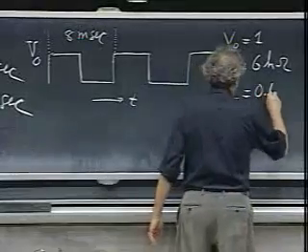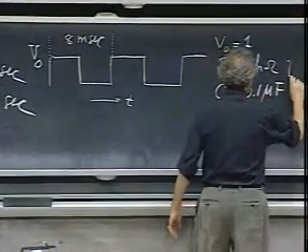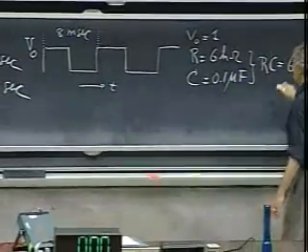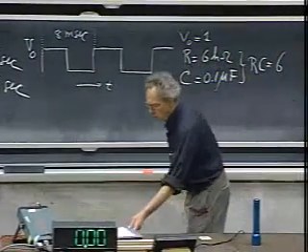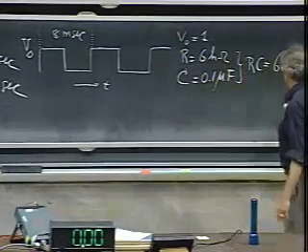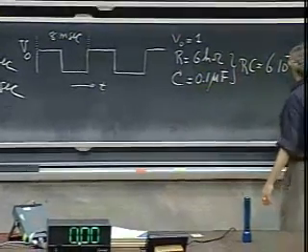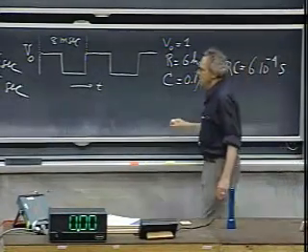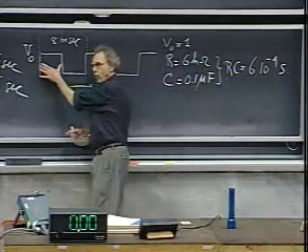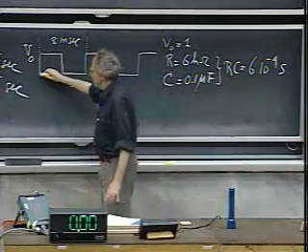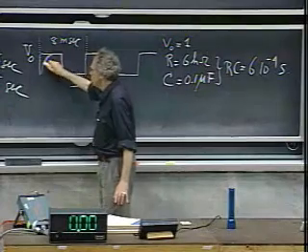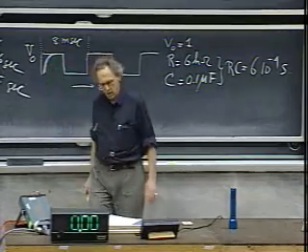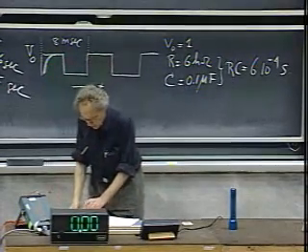This is 0.1 microfarad. And so the RC time is 6 times 10 to the minus 4 seconds. So this is 0.6 milliseconds, which is substantially smaller than 4. And so you can expect that the capacitor becomes almost fully charged in this 4 milliseconds. That's why I chose the RC time substantially smaller than 4 milliseconds.